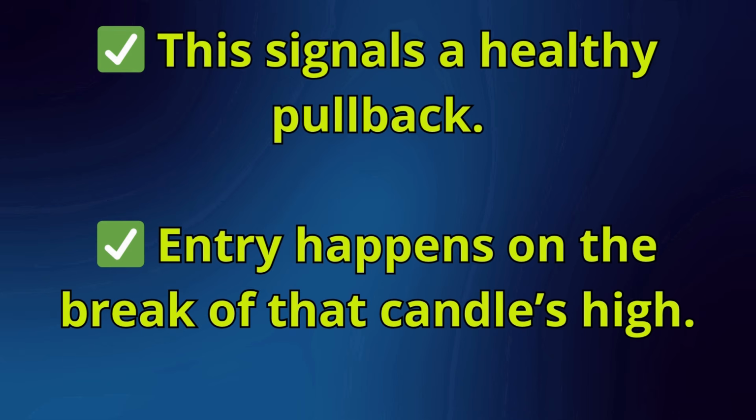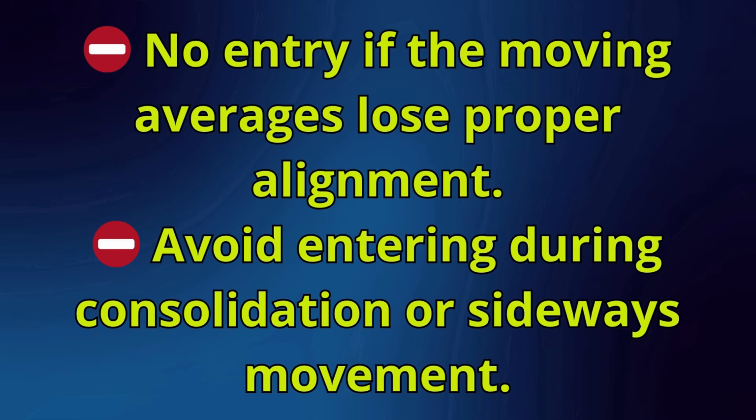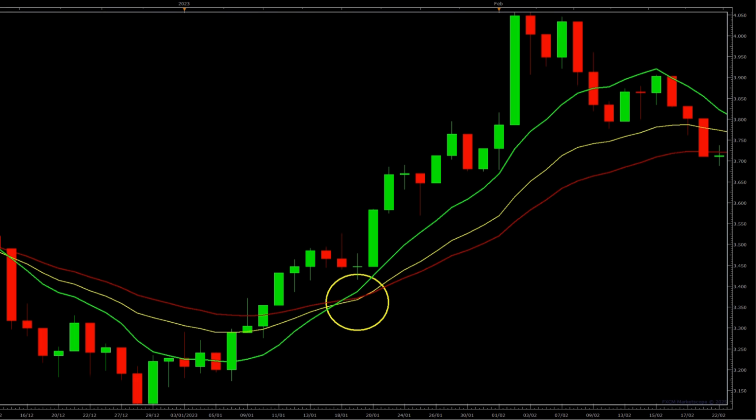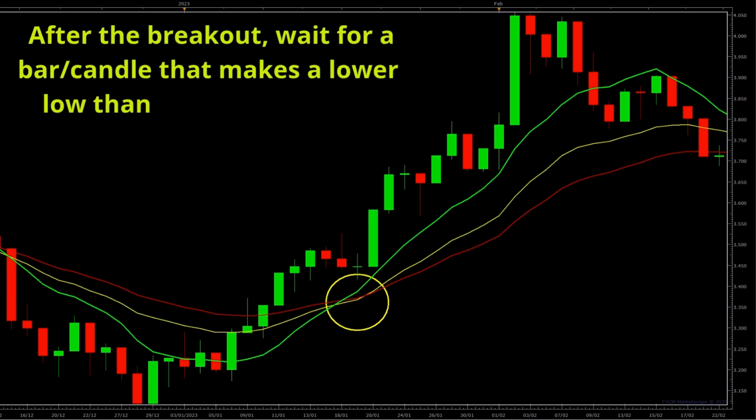Before taking any trade, however, we must apply two critical filters. We will immediately discard the setup if the moving averages lose their clean, bullish alignment. Secondly, we must completely avoid taking entries when the market is in a consolidation or moving sideways. This strategy is for trending markets only. Let's walk through a complete long entry example. On this chart, the bullish setup is already confirmed. The next crucial step is to wait for a pullback. We are now looking for a candle that makes a lower low than the previous one.